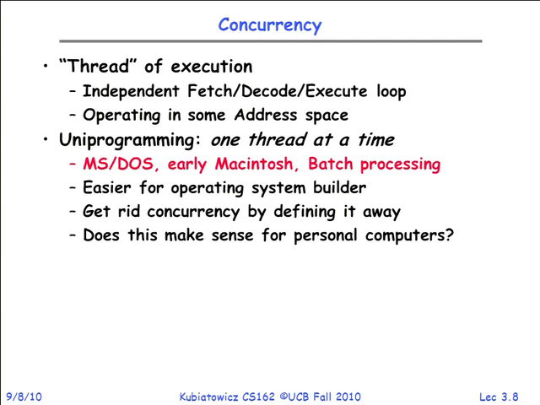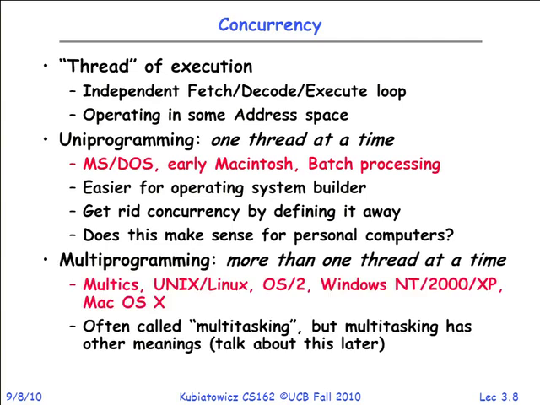It's interesting. So obviously multiprogramming is the opposite, which is more than one thread at a time. And this is Multics and Unix and Linux, OS/2, Windows NT, 2000, XP, Windows Vista, Windows 7, Mac OS X. Often called multitasking, but multitasking sometimes has other meanings, so we'll stick with multiprogramming for a moment. This is more the direction we want to understand in this lecture, and we're going to go under the assumption we have only one CPU.